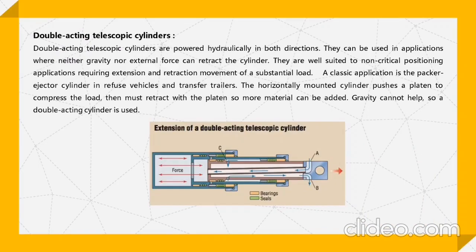Double acting telescopic cylinders are powered hydraulically in both directions. They can be used in applications where neither gravity nor external force can retract the cylinder. They are well suited to non-critical positioning applications requiring extension and retracted movement of a substantial load. A classic application is the packer ejector cylinder in refuse vehicles and transport trailers. The horizontally mounted cylinder pushes a platen to compress the load, then must retract with the platen so more material can be added. Gravity cannot help, so a double acting cylinder is used.